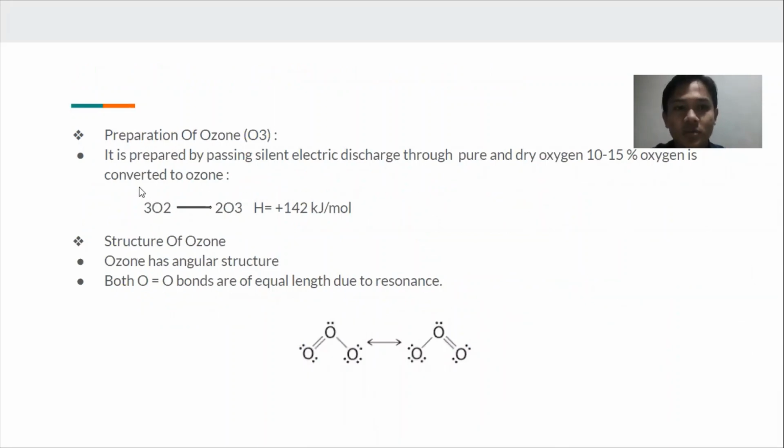And the preparation of ozone: it is prepared by passing silent electric discharge through pure and dry oxygen, until 15% of the oxygen is converted to ozone. So basically, at this part, we can see the 3 moles of oxygen are converting to 2 moles of ozone, which needs the energy 142 kilojoules per mole. And ozone has an angular structure, and both double bonds are equal in length due to resonance. So at the bottom side of this presentation slide, we can see the resonance of the ozone molecule.